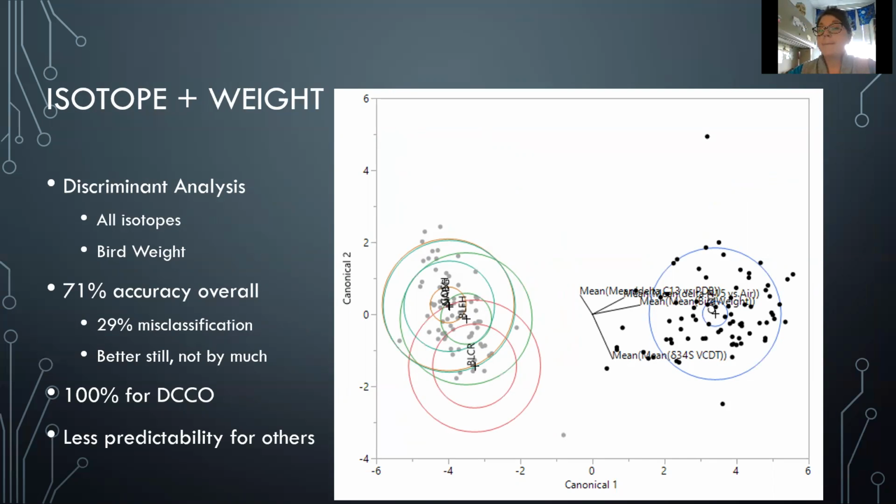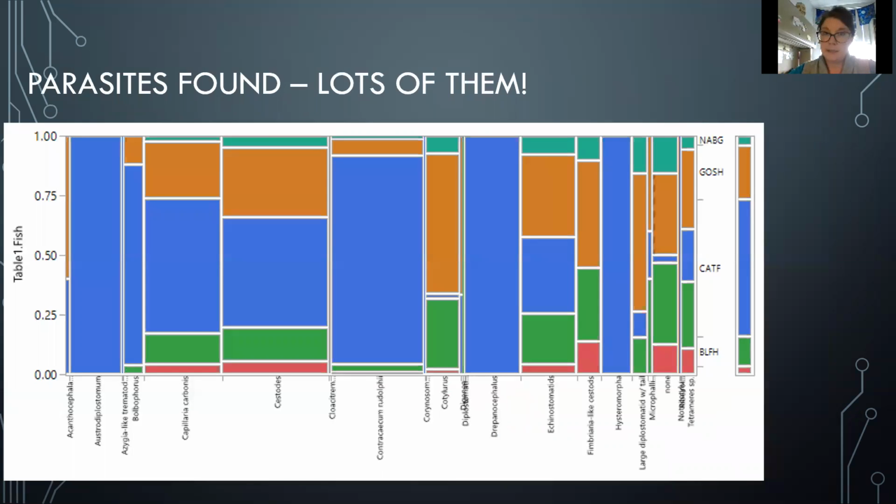Okay, so let's talk about the parasites now. So as we went through the gut contents for these birds, we found lots and lots of parasites. And this is the contingency table, where on the x-axis, we have a list of all of the different types of parasites that we were able to find between the ducks and the cormorants. And then we have 5 different color blocks here that represent the different types of fish ponds where those parasites were found respectively.